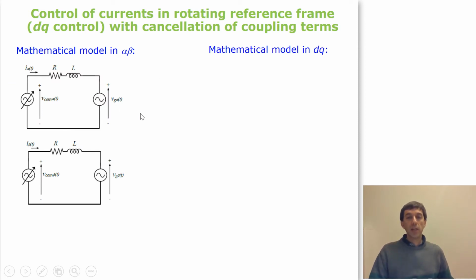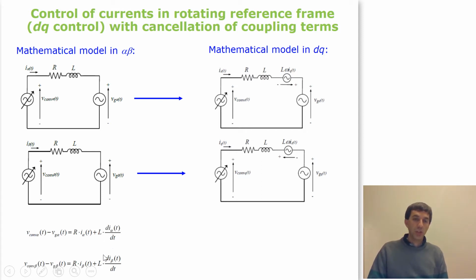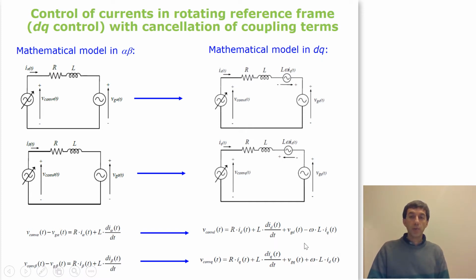So the mathematical model in alpha beta can be transformed into something equivalent in the DQ reference frame. If we have mathematically these time domain expressions for these two equivalent electrical circuits, in DQ reference frame we can obtain these other equivalent time domain expressions, which are very similar, but at the steady state, these are constant currents and voltages, while here we have sinusoidal currents and voltages. And here appeared these two new terms that we cannot find a correspondence for in the alpha beta model, these two new terms, which are the coupling terms.